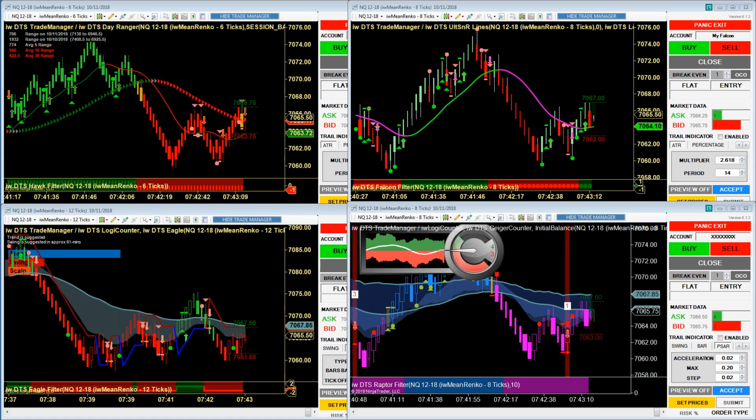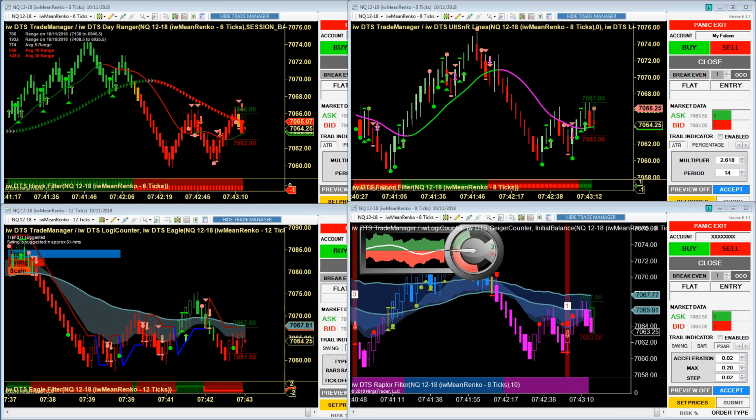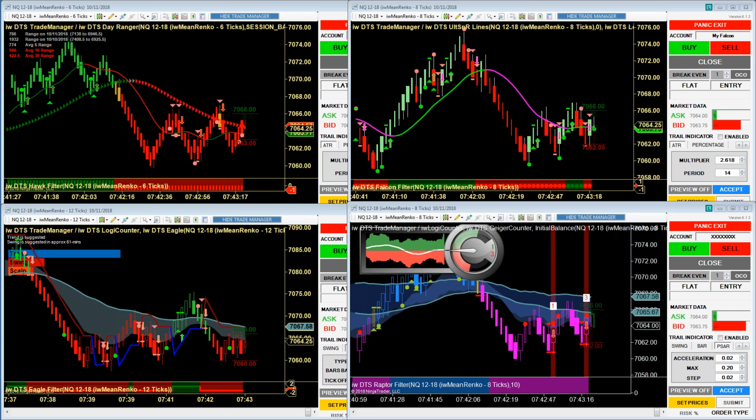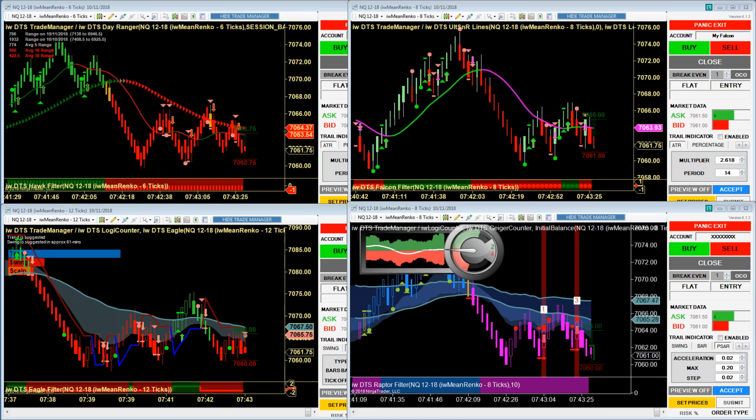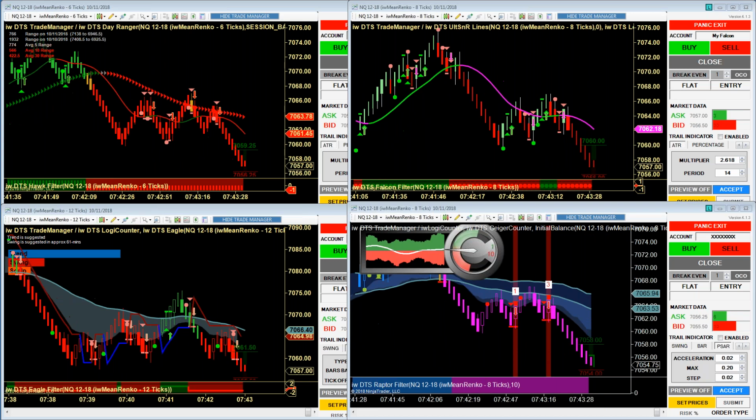Things settling a little bit, or so it seems. The bar's still unfolding rather quickly, but the ranges are non-existent. Oh, look at that. Spoke too soon.